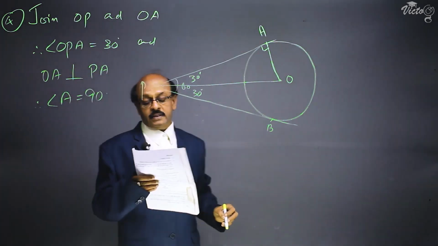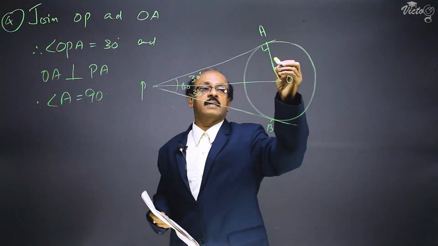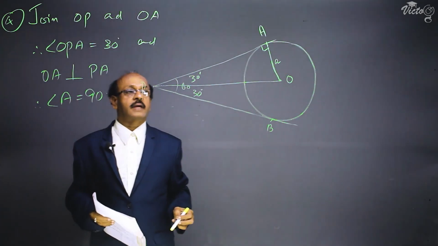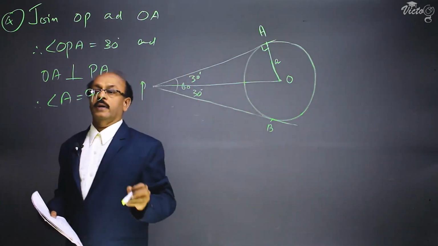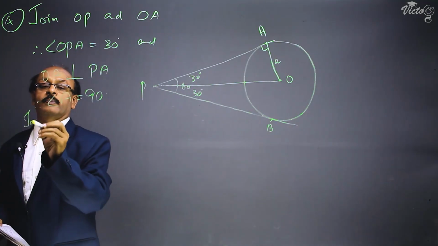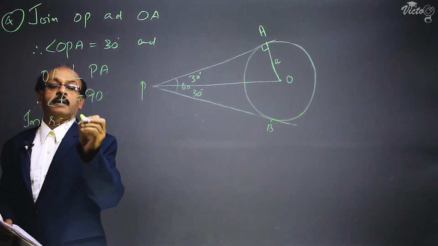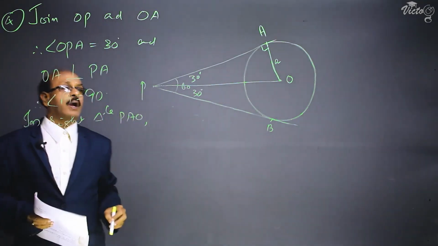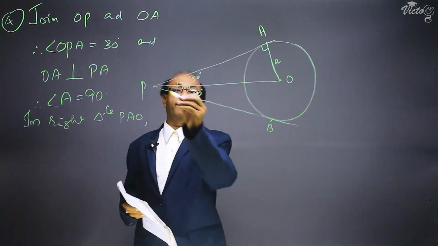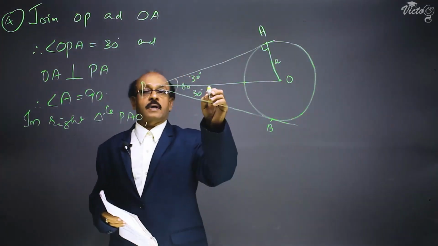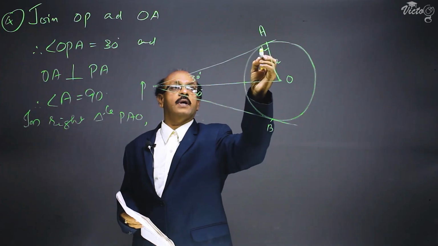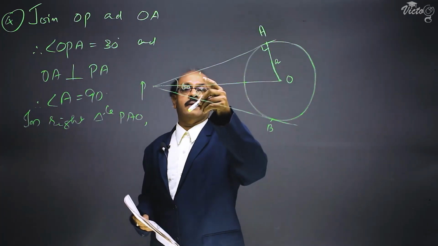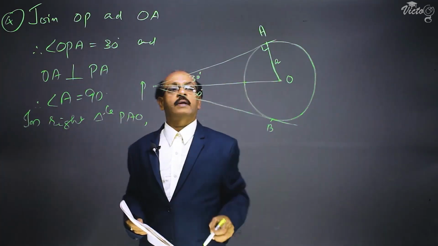Now, the radius is given as small a in the question. Now, we have to consider right triangle OAP, or PAO. In right triangle PAO, we have to find the length of OP. OP is the hypotenuse because it is opposite to the right angle. And we know the length of the opposite side. The opposite side is A and we have to find the length of the hypotenuse.